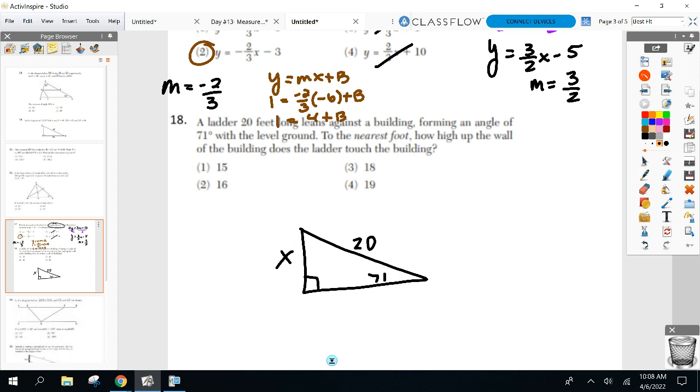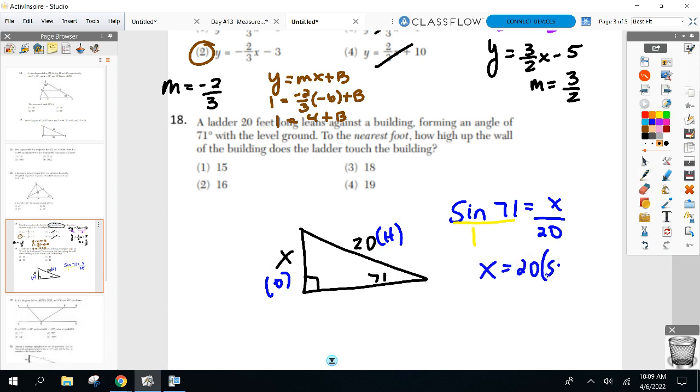Opposite, adjacent, hypotenuse. Opposite. What about the 20? Hypotenuse. What do I use with O and H? Sine, right? SOHCAHTOA, right? SOH. Sine. What's my angle? 71. Opposite, x. Hypotenuse, 20. This is over 1, and we cross multiply now. So x will equal 20 times the sine of 71.